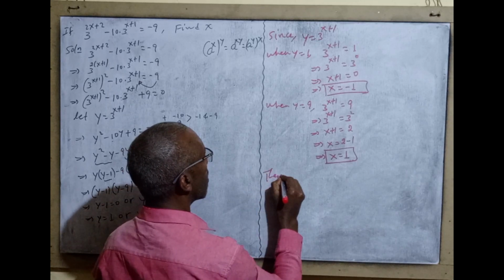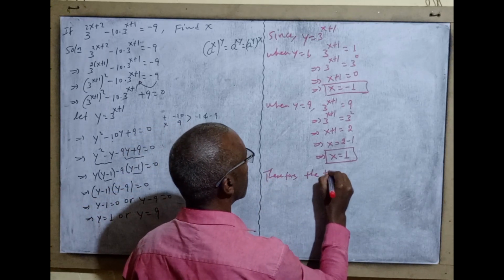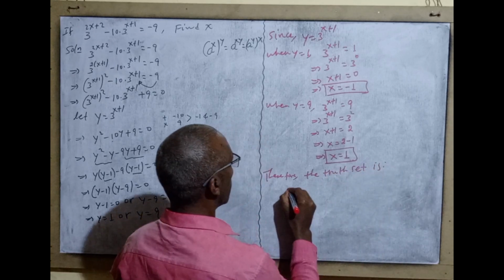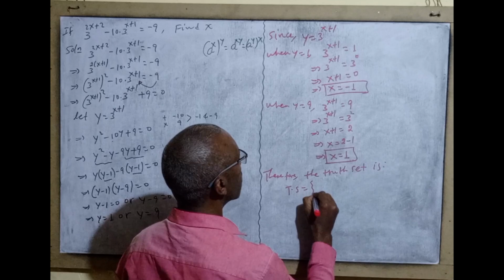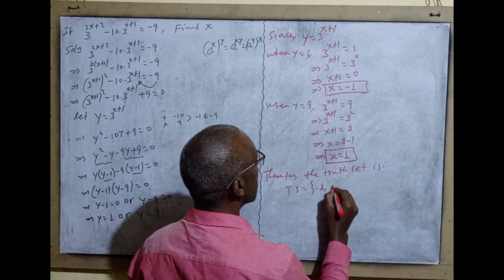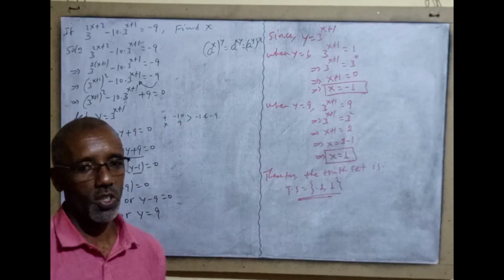Therefore, the solution set is equal to the set containing -1 and 1. Minus 1 and 1.